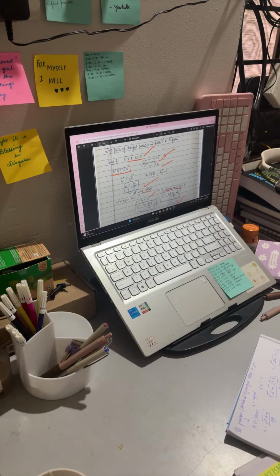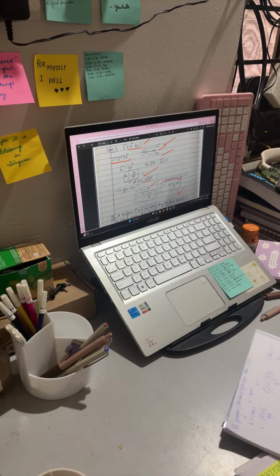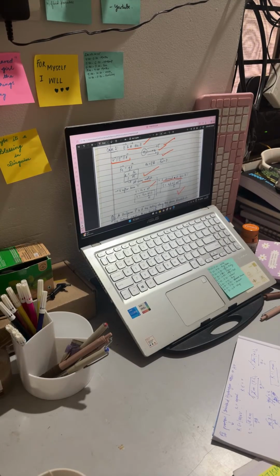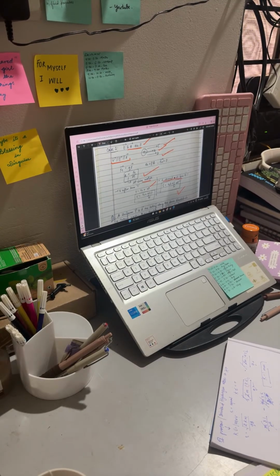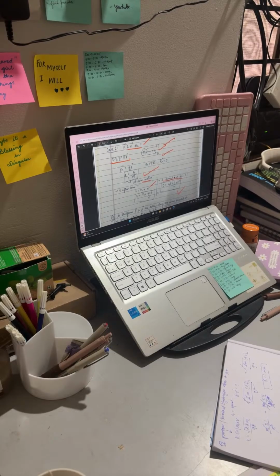The straight line motion part must be clear by now. If we need to find V after some time, then V is equal to V naught plus at. Substitute a with this, and if we need to find S covered, then S is equal to V naught t plus half a t square, where again a is uniform.